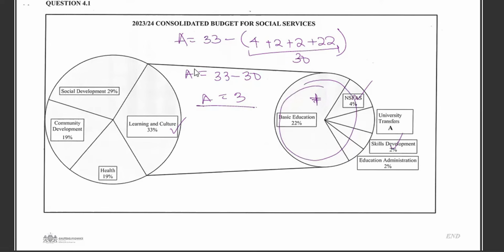Why am I using that 3, not 100? Because they're telling me these percentages that we have here are coming from only this section here, which is what? 33%. That means when I add all the percentages around here, I should get 33.